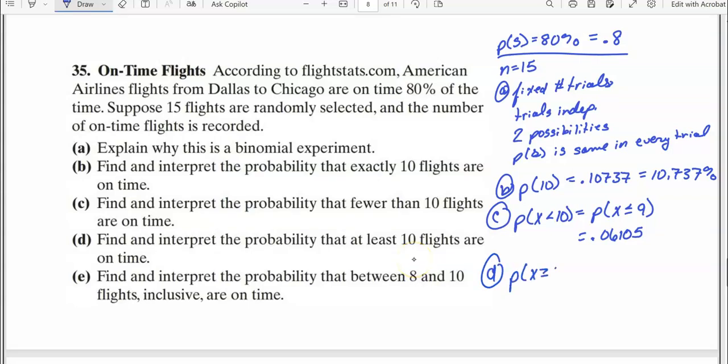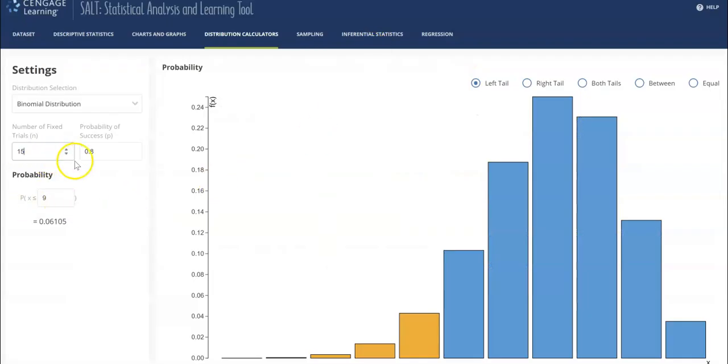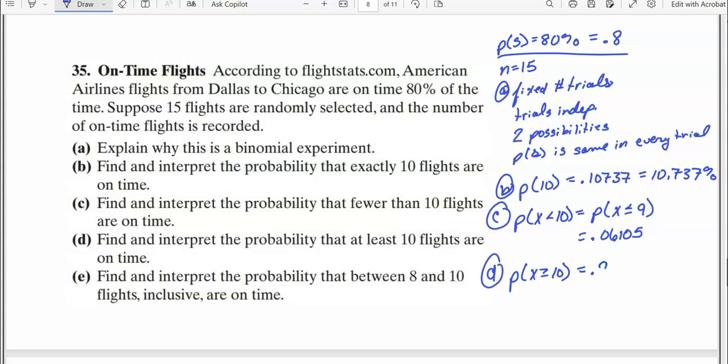So at least is greater than or equal to 10. Greater than or equal to is the right tail. And I'm going to get 0.93895. So that would be the percentage in the long run, about almost 94% there.